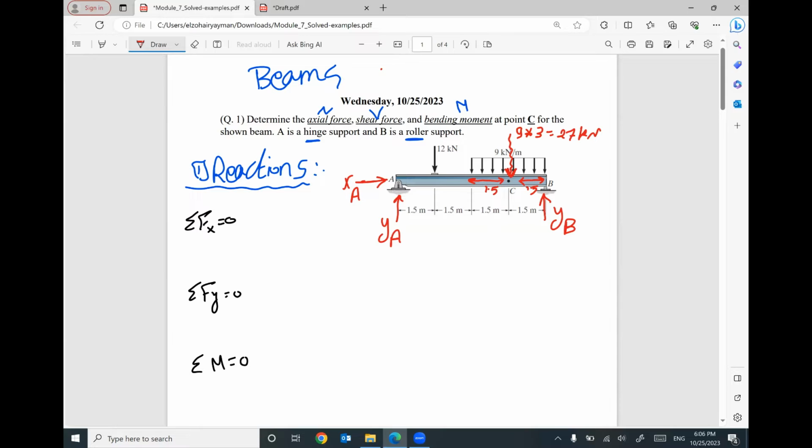Now I can apply the three equilibrium equations. Summation Fx equals 0. I have only positive XA, nothing else, so this reaction will be 0. Summation Fy equals 0. I have positive YA, positive YB, negative 12, negative 27. Anything else? I don't think so. So I can simplify this equation: YA plus YB will equal 39.